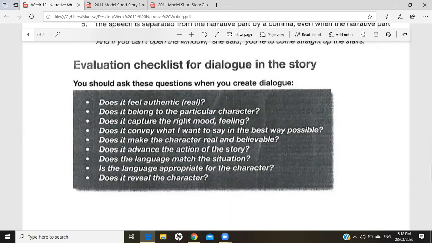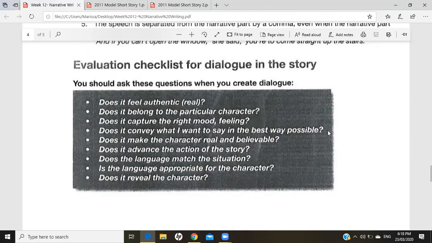The next thing is, does it belong to the particular character? Whatever the character is saying must reflect the character himself or herself or itself. So then you would know that, okay, these words really belong to this character because this is something that the character would say. The next thing is, does it capture the right mood or feeling? We use the words to actually create a mood or feeling in the story. So when you make a character talk, depending on what they're saying, it really captivates the mood and contributes to the effect that you want the reader to feel.